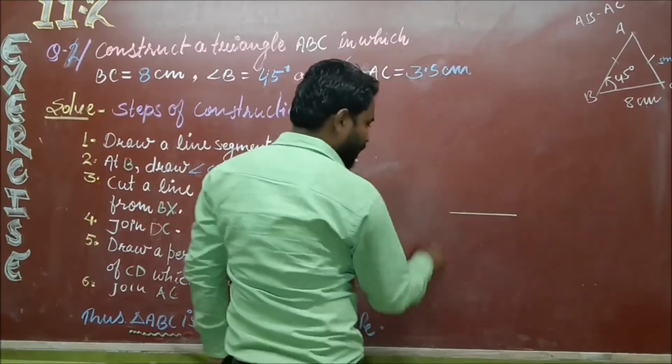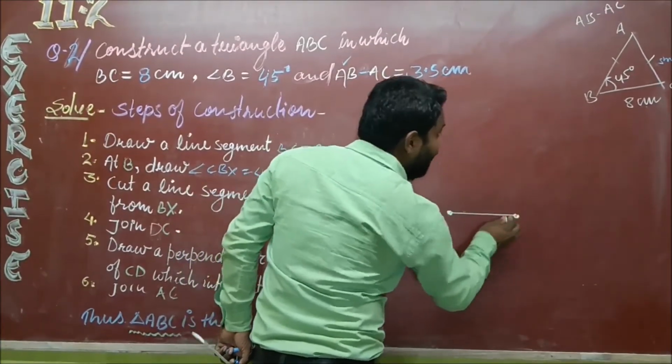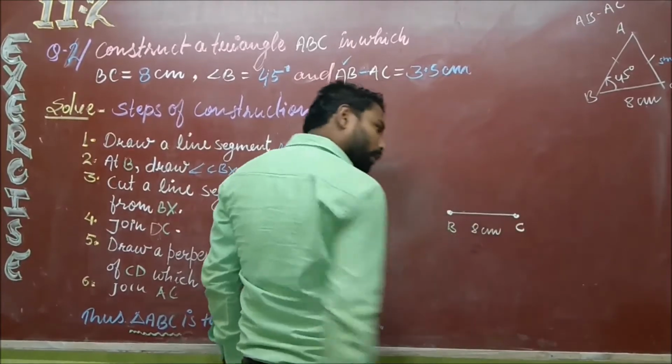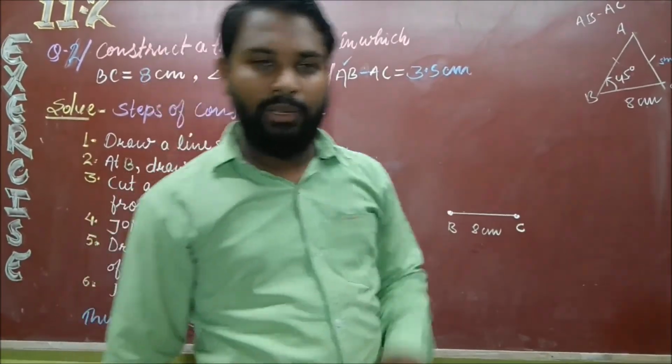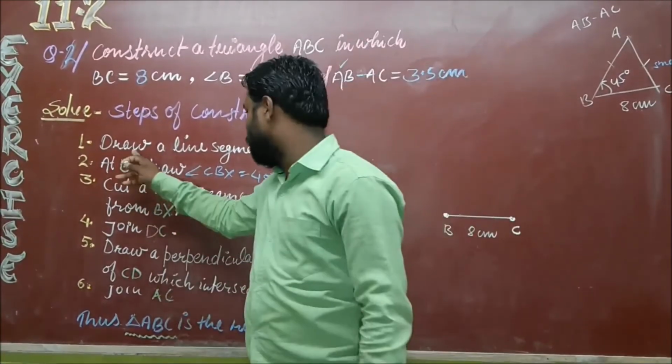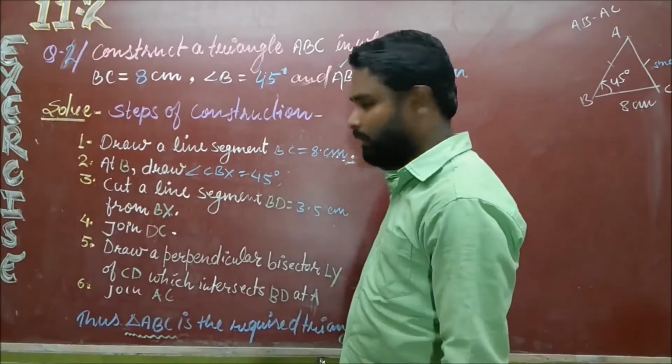So here I have got a line segment of 8 centimeters. The name of that is BC. This is of 8 centimeters. As we talked about in the last video, whenever we take any step of construction, we write the steps also. So here you see I have written: draw a line segment BC equal to 8 centimeters.